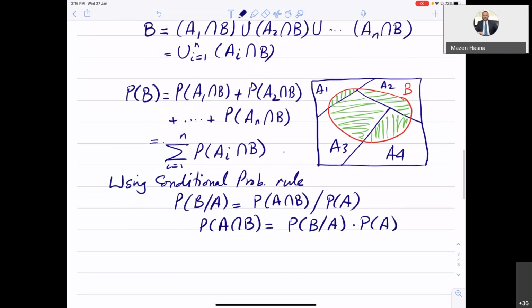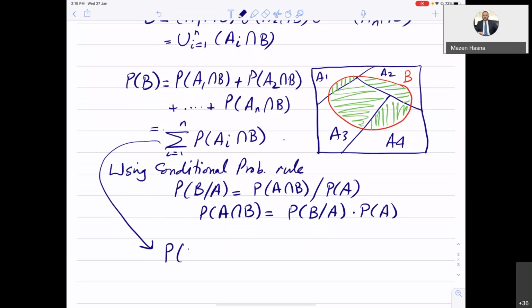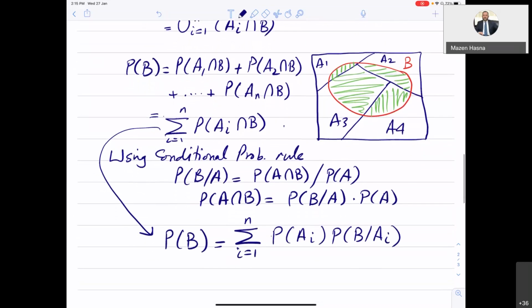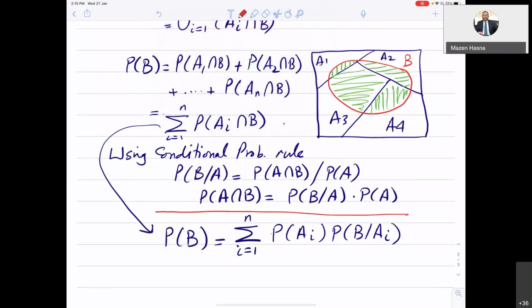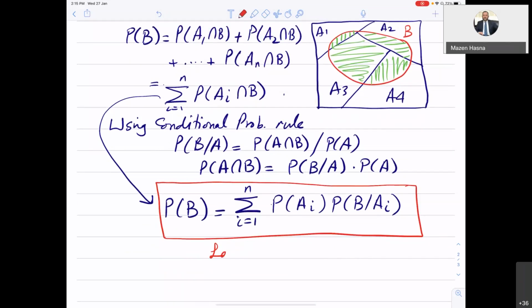So if I use this rule to write this intersection, now I can write probability of B as the summation from i equals 1 to n of probability of A_i times probability of B given A_i, which is the law of total probability.